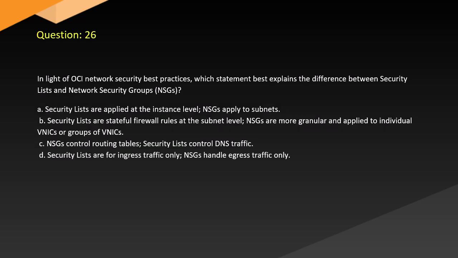Question 26. In light of OCI network security best practices, which statement best explains the difference between security lists and network security groups (NSGs)? A. Security lists are applied at the instance level. NSGs apply to subnets. B. Security lists are stateful firewall rules at the subnet level. NSGs are more granular and applied to individual VNICs or groups of VNICs. C. NSGs control routing tables. Security lists control DNS traffic. D. Security lists are for ingress traffic only. NSGs handle egress traffic only.